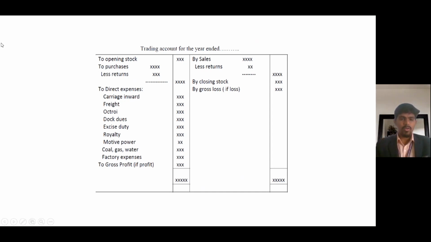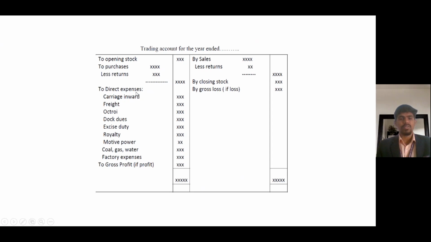Here the trading account will have the opening stock, whatever the opening stock value we have. Next are purchases. Whatever purchases we have, we will take it as an inner column and we will deduct the returns. Whatever the returns are, that will be deducted, and the total becomes the total purchases, or net purchases as we call it. Next is direct expenses.